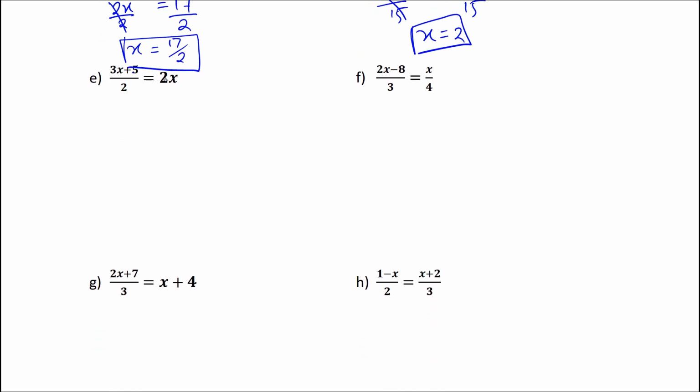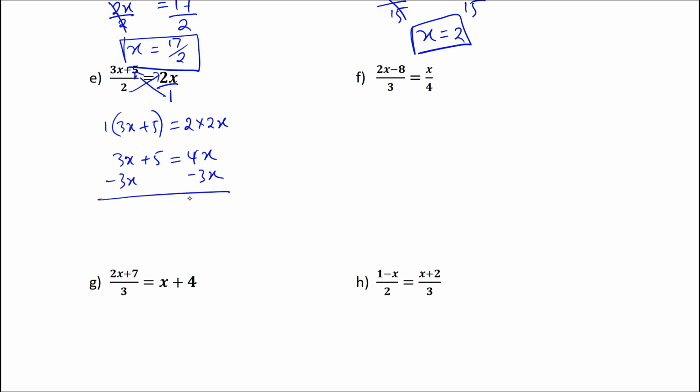Next problem. Again, write that over 1. Makes it easier for you to cross multiply. So you'll be left with 1 multiplied by 3x plus 5 will be equal to 2 multiplied by 2x. So 3x plus 5 will be equal to 4x. At this point, what you can do is get rid of the smaller x, so minus 3x, minus 3x. So 5 will be equal to x, which is x is equal to 5.